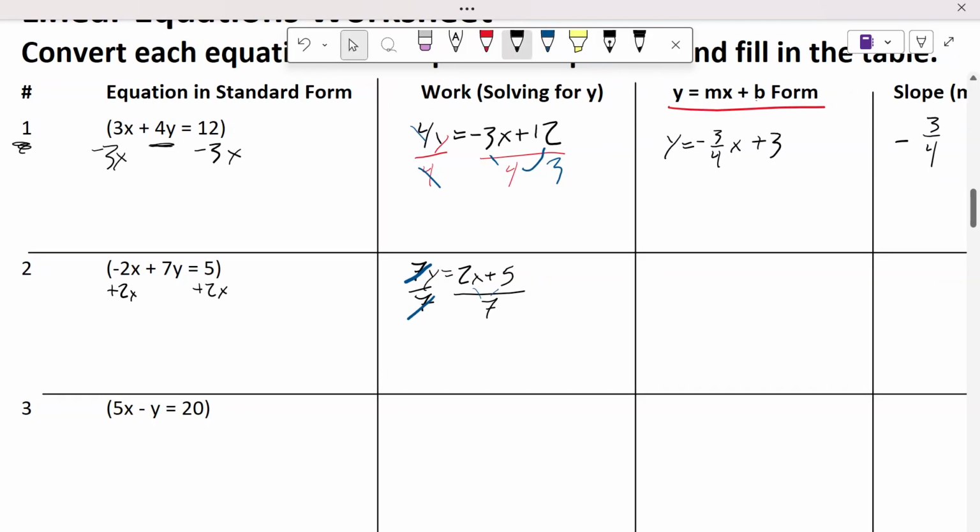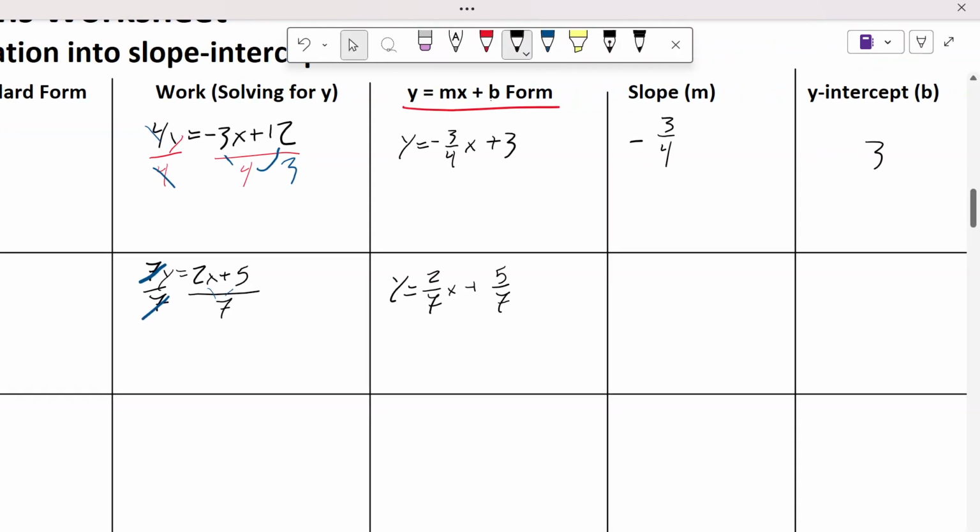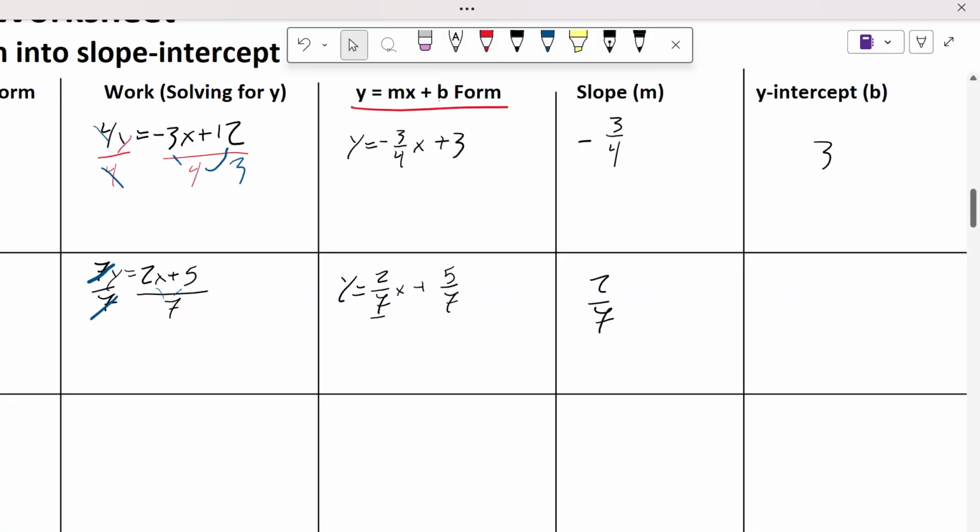So we got y equals 2/7 x plus 5/7. And filling in the gaps, our slope, or m, is going to be, again, the mx value, which in this case is 2/7. And then our y-intercept, or b, is the 5/7.